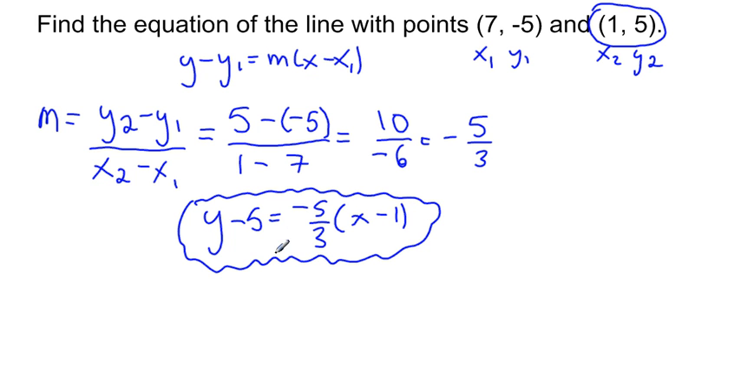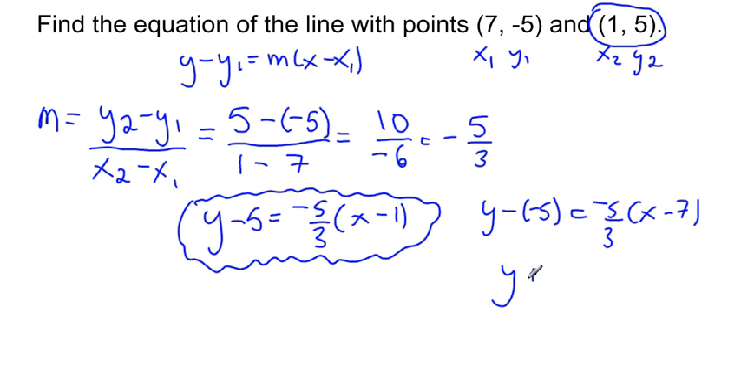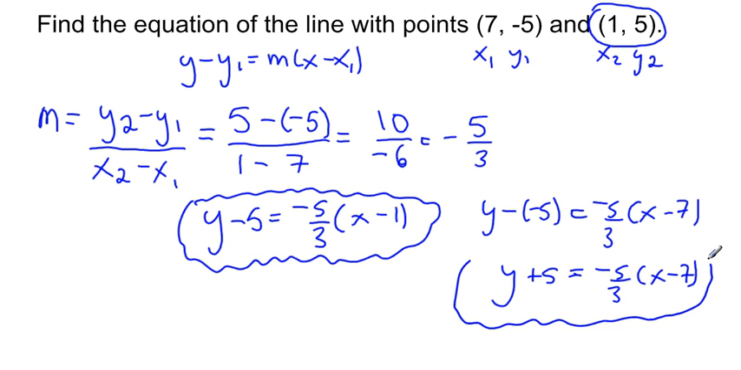The next equation, if you want to use the other point: again, it's y subtract my y value, 5, is equal to negative 5 over 3, and x minus 7. So that negative right here is going to change to y plus 5 is equal to negative 5 over 3, x minus 7. And there it is. We are done. Those are 2 possible answers. If you graph those, they will get you the exact same line.